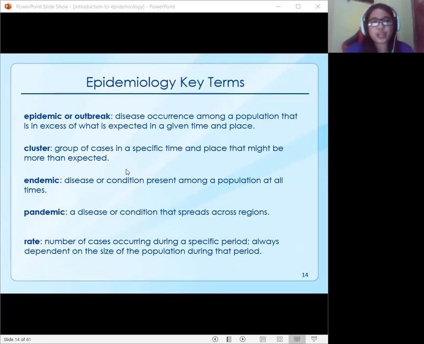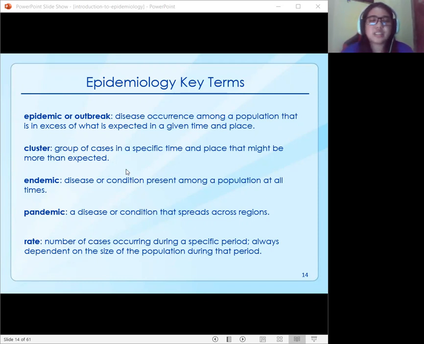epidemic or outbreak. This is when a disease occurs among a population in excess of what is expected in a given time and place. We call it a cluster when it is a group of cases in a specific time and place that might be more than expected.